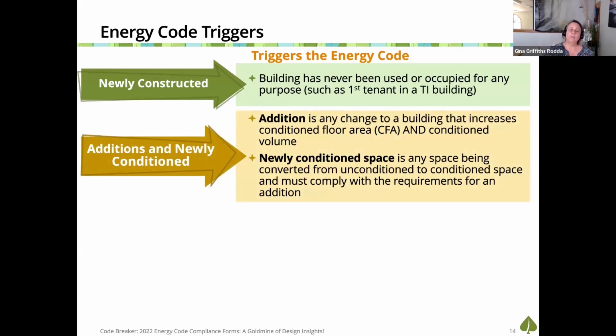Now, additions is when I'm adding conditioned floor area and conditioned volume at the same time to a building. So I'm adding floor area and it has volume, both of which are conditioned. Sometimes it might be one or the other. I'm adding floor area. I might be adding a floor to a large lofted conditioned space. I just added floor area. The volume already existed as conditioned. That is not considered an addition, but an alteration, and the altered features have to meet the energy code.